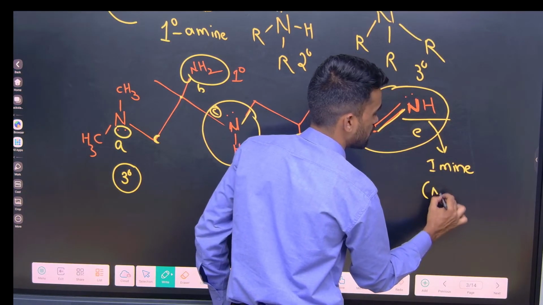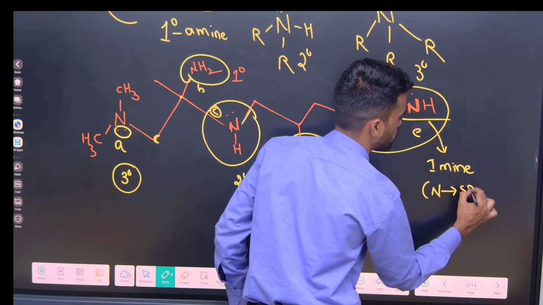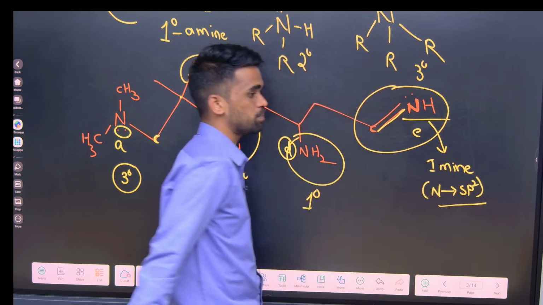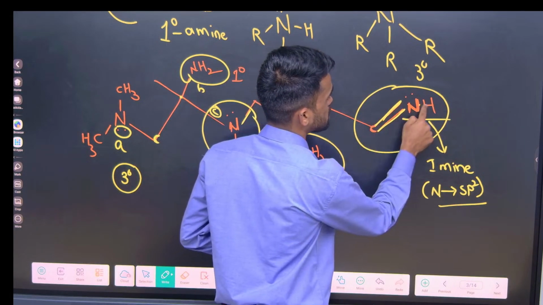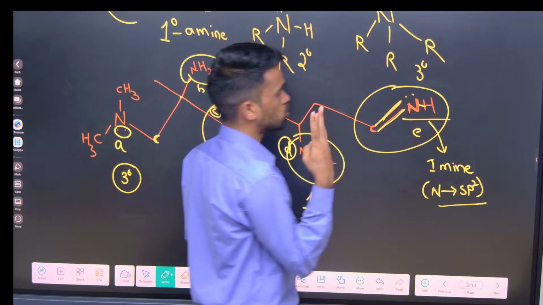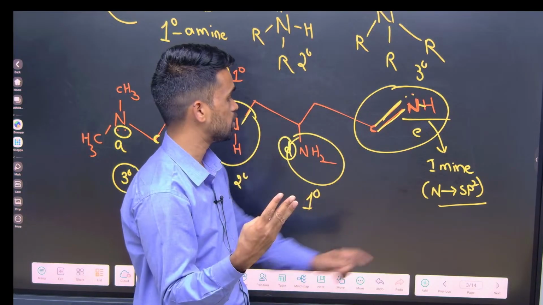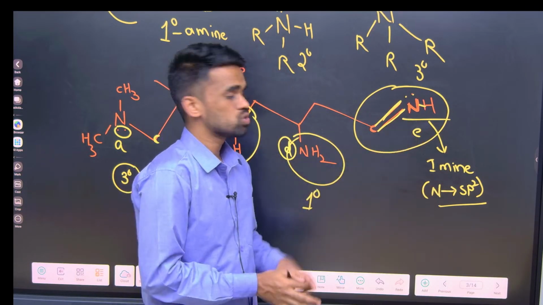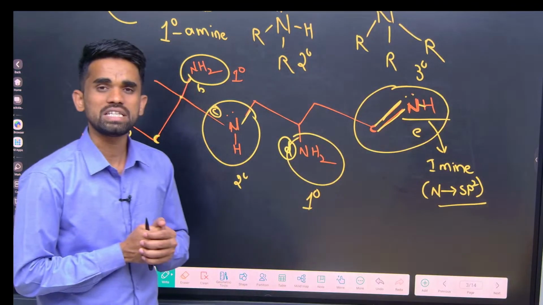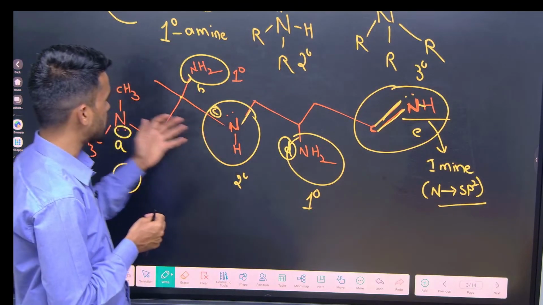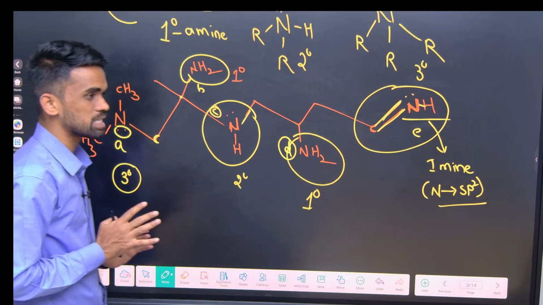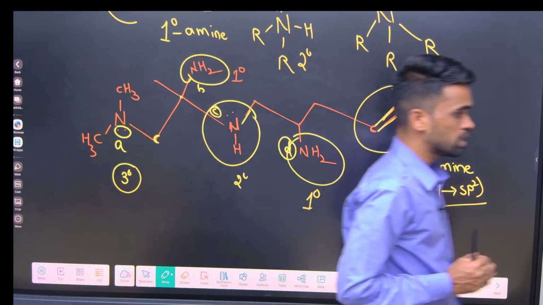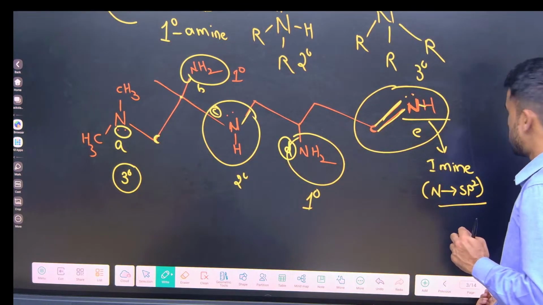So in an imine, the nitrogen hybridization is sp2. Why sp2? Because see, one sigma bond, another sigma bond and one lone pair. Two sigma bonds and 1 lone pair means sp2 hybridization. So this is how you need to identify which is an amine, which is an imine, and the types of amines: primary, secondary, tertiary. I hope this basic discussion is clear. Let's move forward with a few more things.